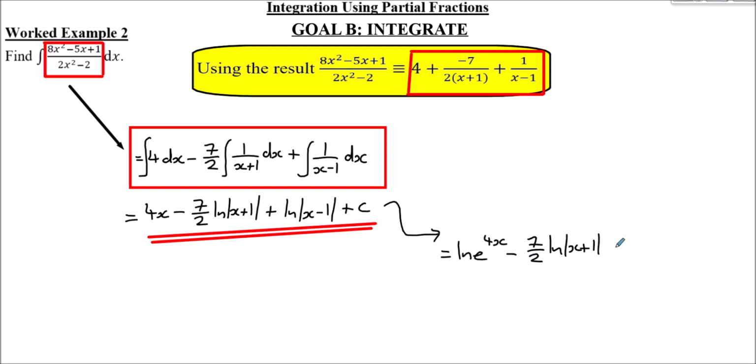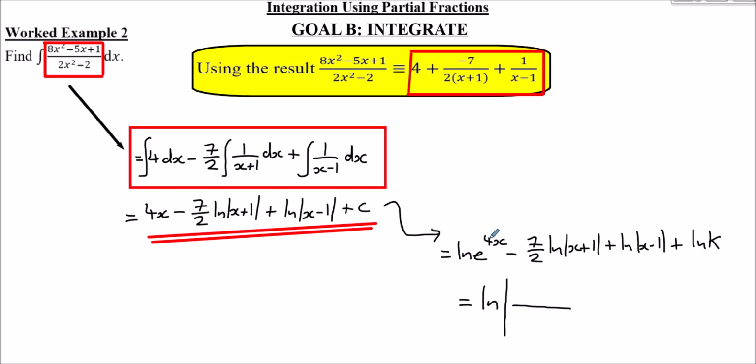Leave the others as they are for now, and rewrite c as ln k. I could even, if I wanted to, write this as ln of the modulus. I've got ln k and ln e to the 4x, and also I'm adding ln x minus 1. So this plus ln k plus ln e to the 4x, I can write all as a product.